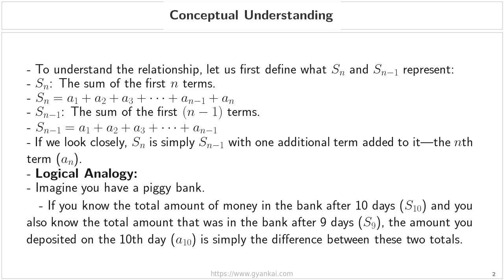Imagine you have a piggy bank. If you know the total amount of money in the bank after 10 days, which we can call S sub 10, and you also know the total amount that was in the bank after 9 days, which is S sub 9, the amount you deposited specifically on the 10th day, which is a sub 10, is simply the difference between these two totals. This logic is exactly what we are going to use to derive our mathematical formula in the next slide.